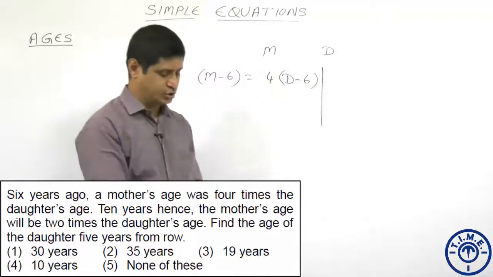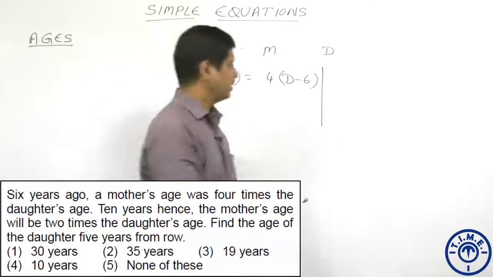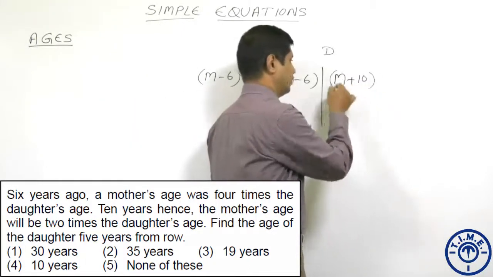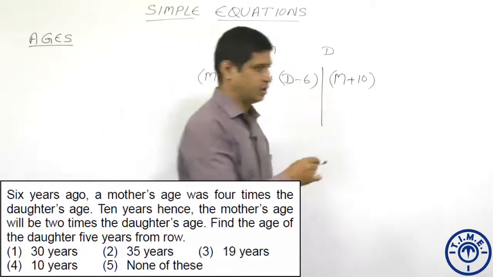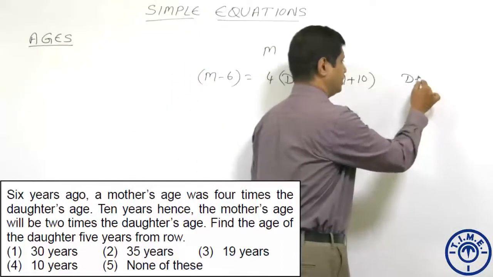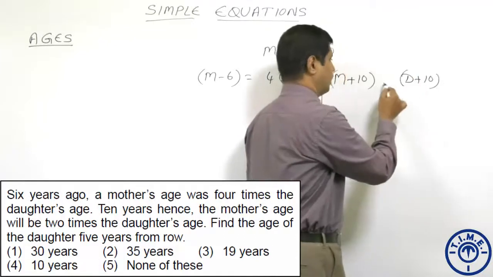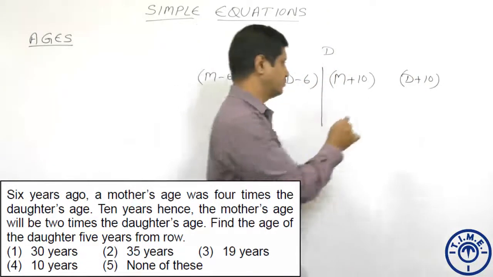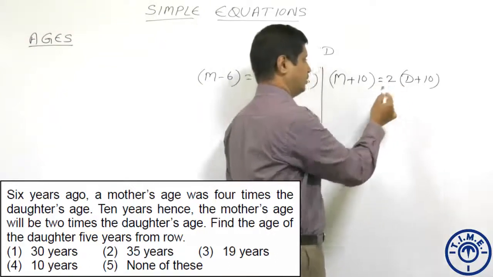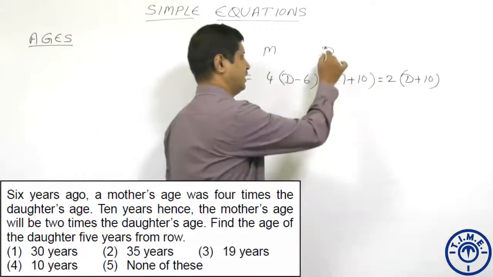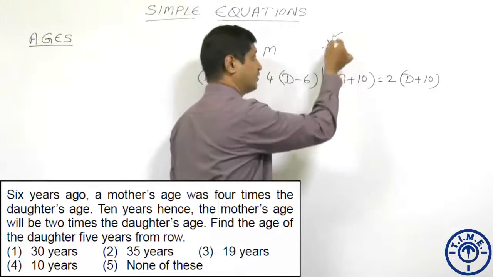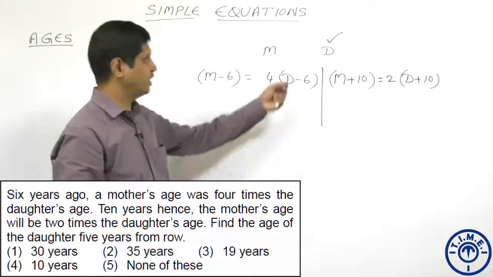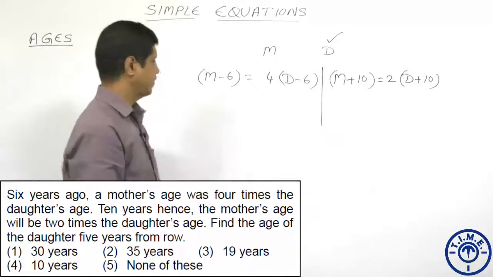What about the second condition? Condition 2, 10 years hence. 10 years hence means the age of the mother will be M plus 10, and the daughter's age will be D plus 10. What is the result? The mother's age will be double the age of the daughter. Double means 2 times. What to find? The age of the daughter after 5 years. After 5 years means just add 5 to the present age.